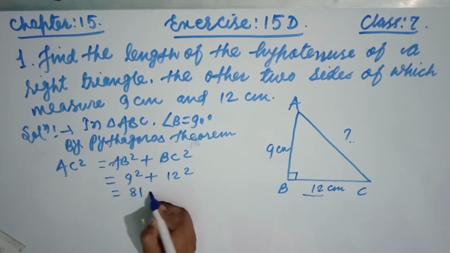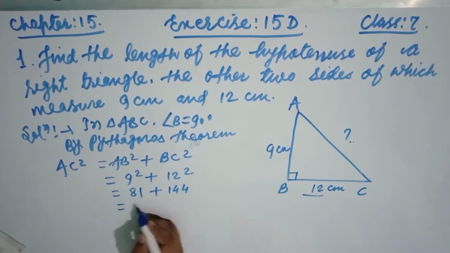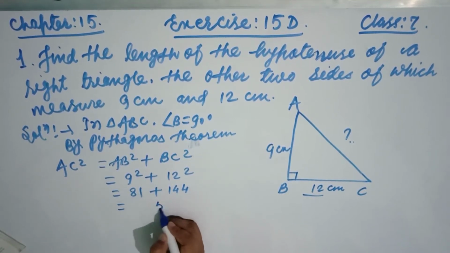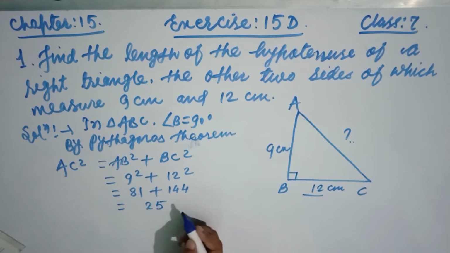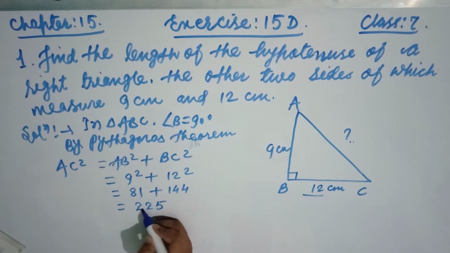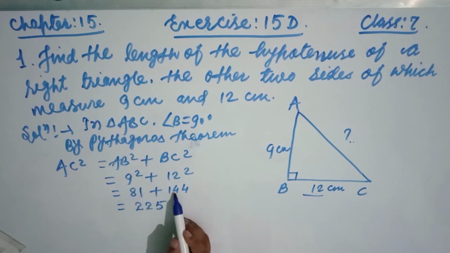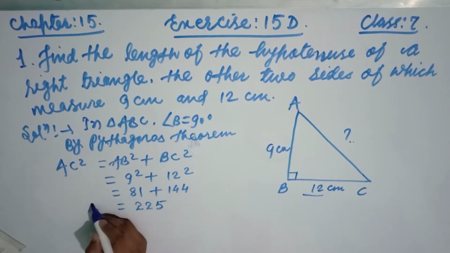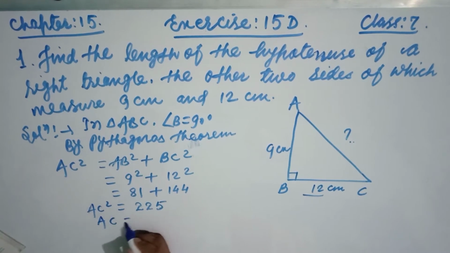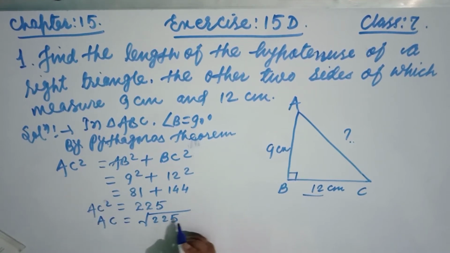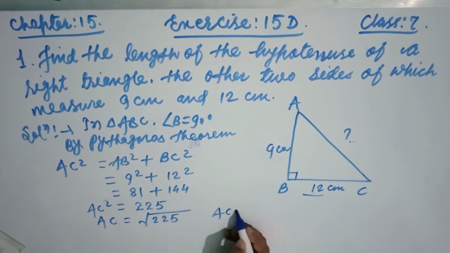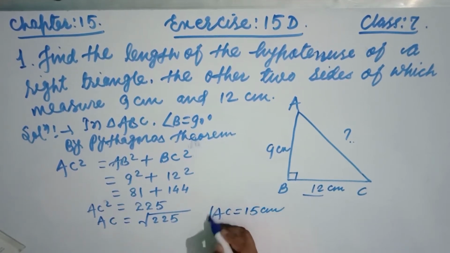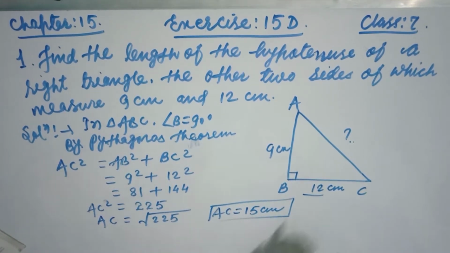Okay, 9 square, this is 81, 12 square 144. Okay, now add friends. 4 plus 1, this is 5. 8 plus 4, 12, 1 is balance, 1 and 1 is 2. So AC square is equal to 225. Now taking a square root on both sides friends, if you remove this square, then in right hand side we will take the square root. So now the square root of 225 friends, AC is equal to 15 centimeter. I hope friends you will understand. Yes, this AC is equal to 15 centimeter.